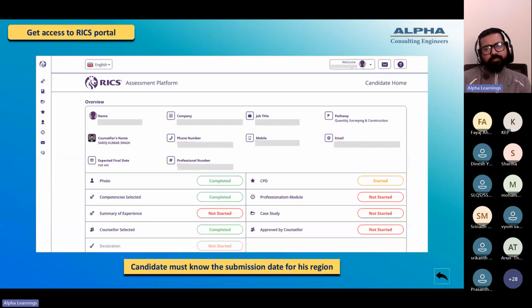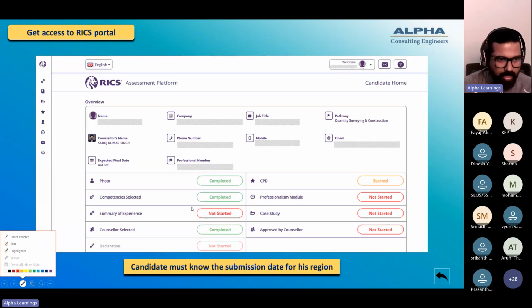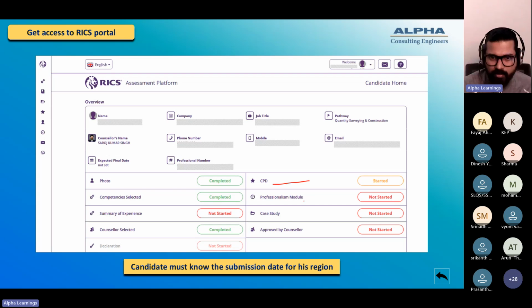Then before submission, you have to make your selection for counselor also. Then you have to submit the CPD records. CPD records, learning hours, you have to record them. Here you can see there is a place for CPD records. This is professionalism, or the ethics test. So your platform will look like this once you get access to our ISIS platform.